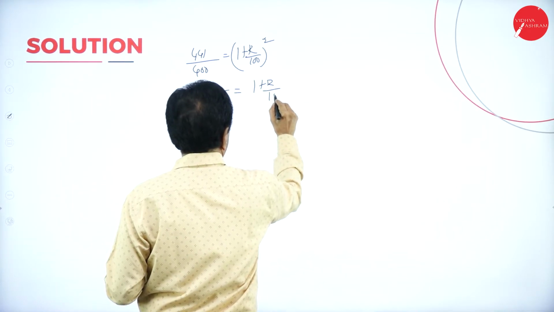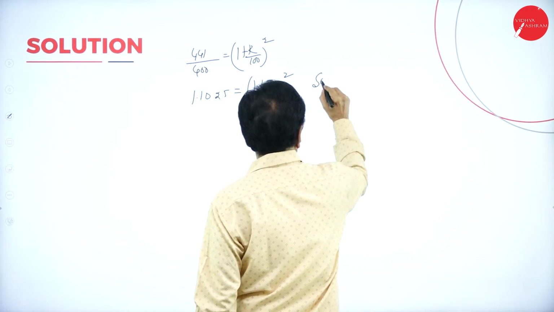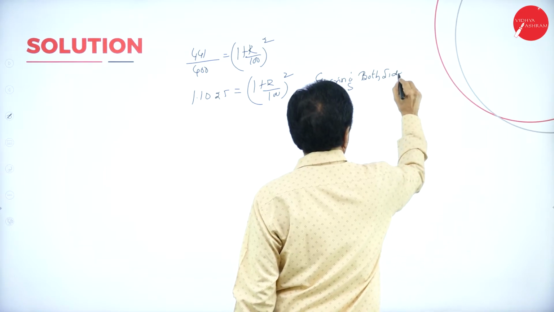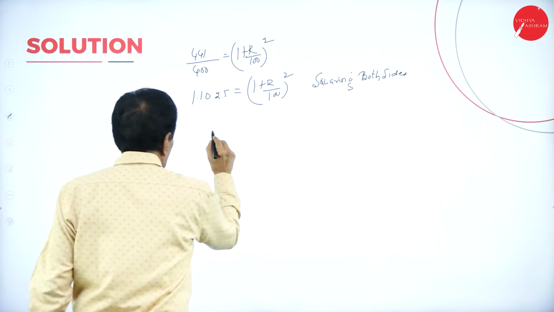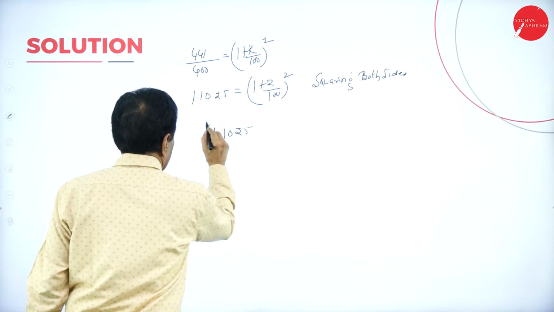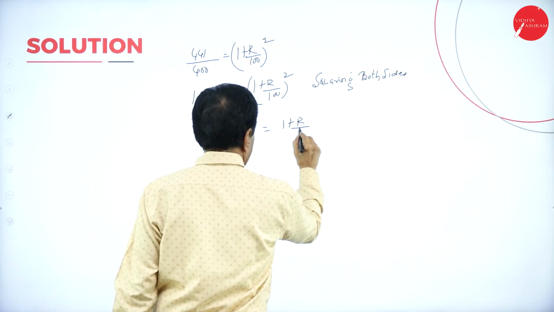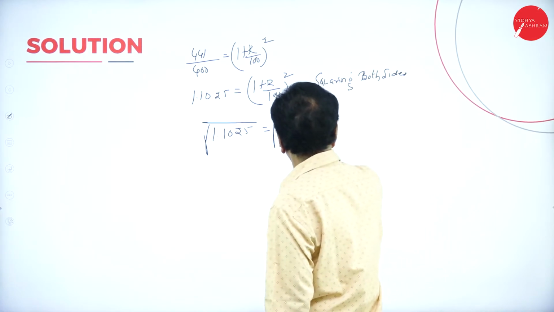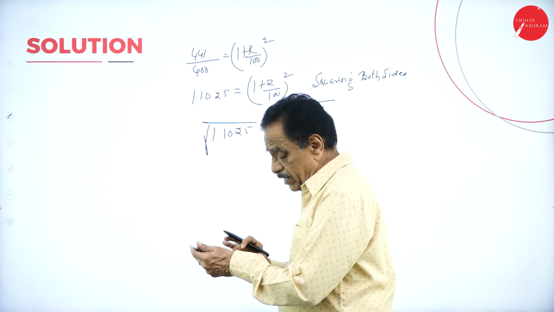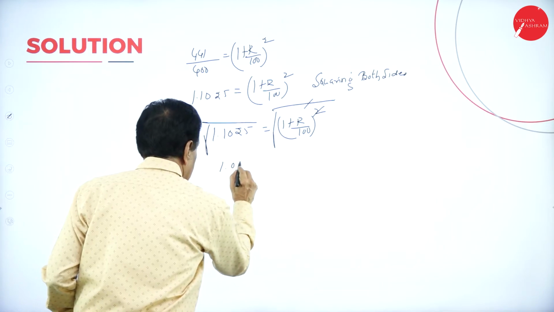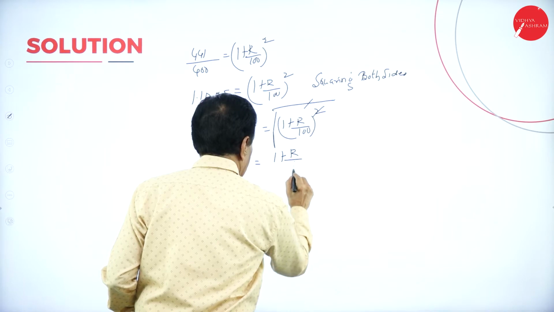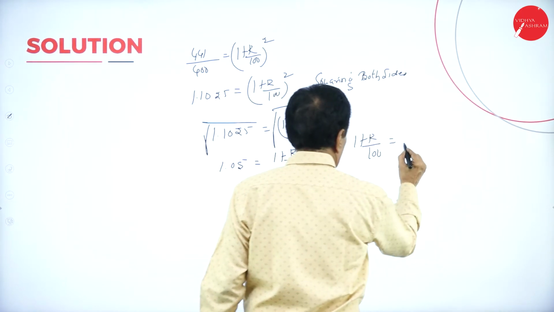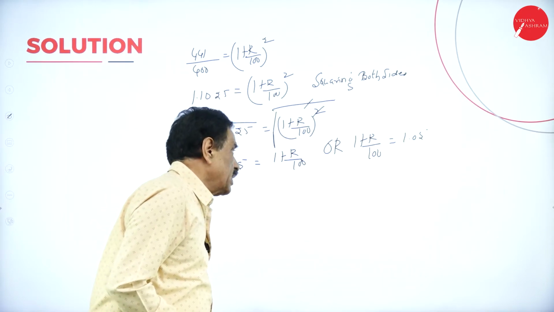So 1 plus R over 100, squared, is 1.1025. Squaring both sides, in mathematics now we can remove this square and take the root of 1.1025, which is 1.05. So 1 plus R over 100 is 1.05.